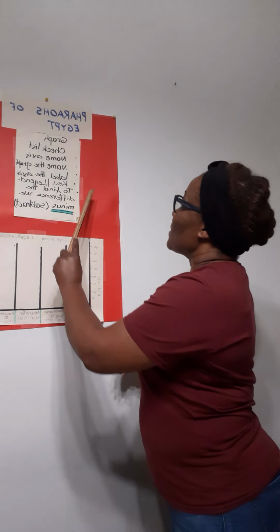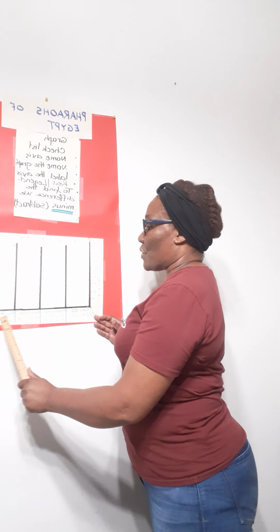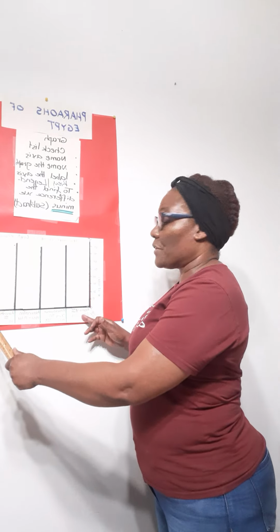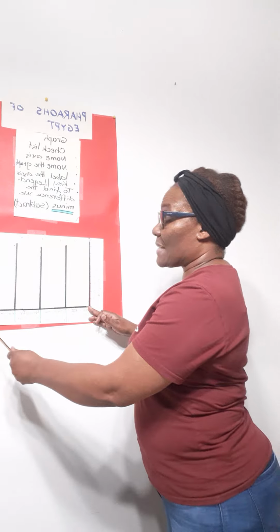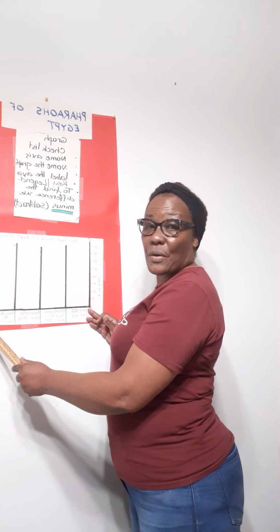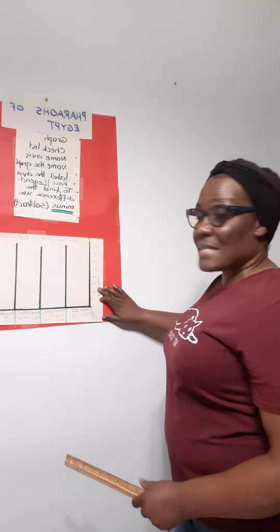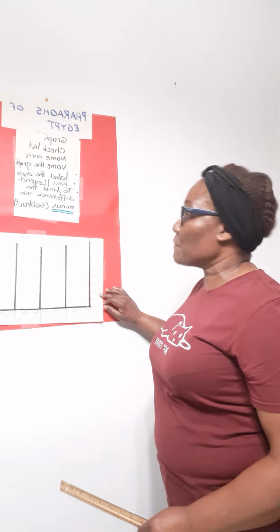Then, we must name the axes. The x-axis that runs across, that's where we're going to put the names of the influential leaders. And the y-axis, the one that stands, that's where we're going to put the number of years.